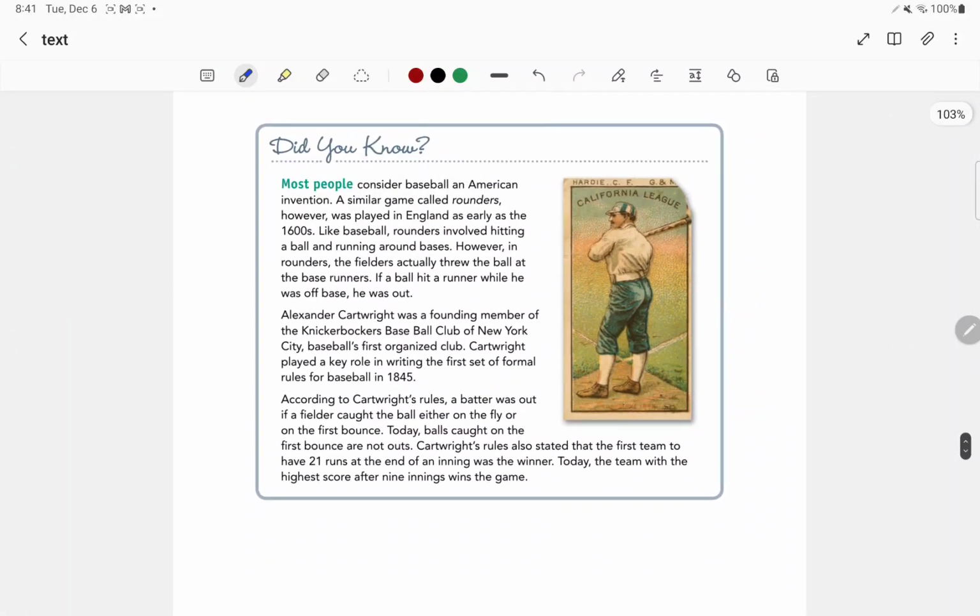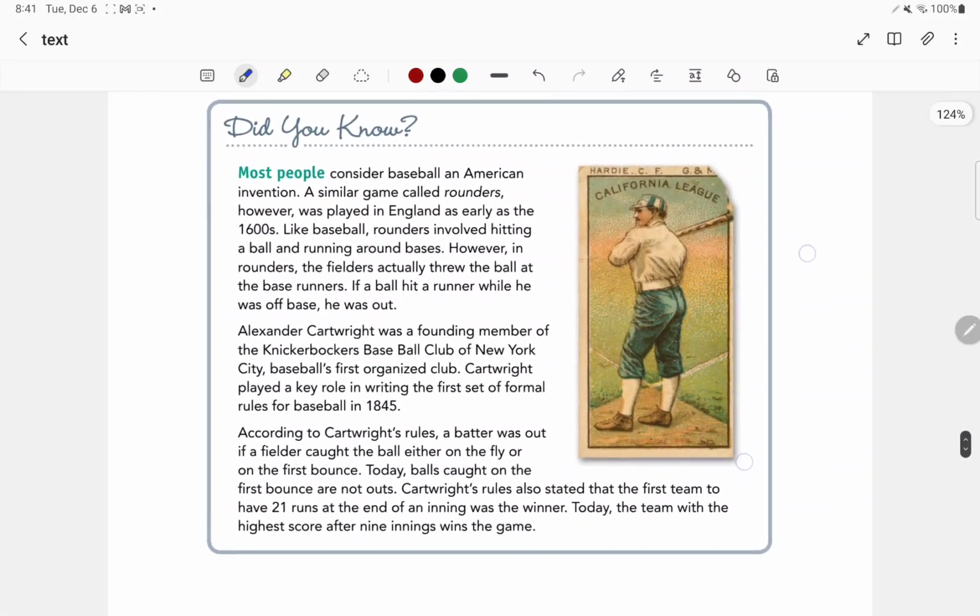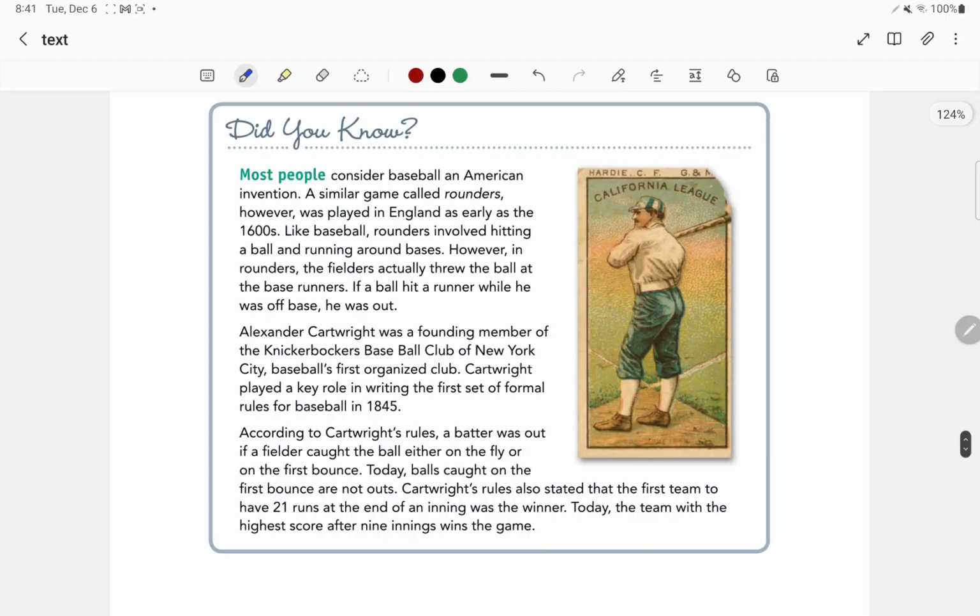So what do you think? Are these good rule changes to the original game of rounders? Do you think we should still be throwing balls at each other instead of catching them in gloves? Do you think it should be an out if you catch it on the first bounce? Anyway, I just thought that was very interesting.